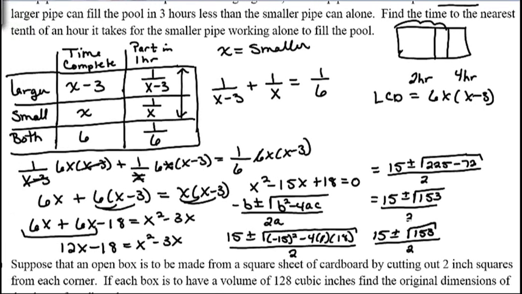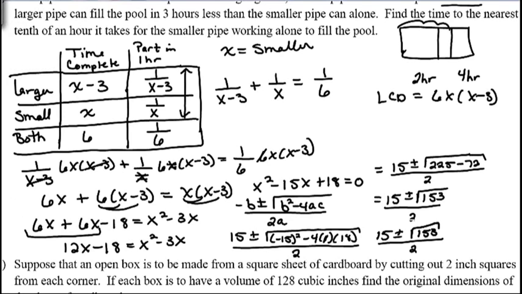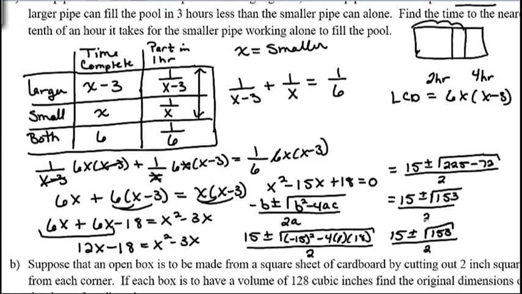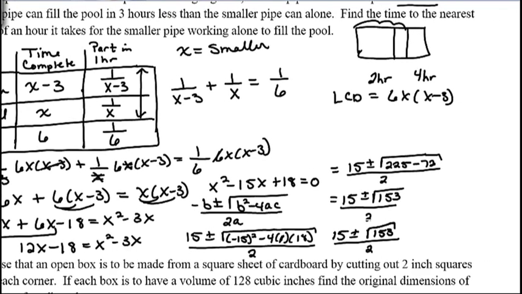Do both of these make sense is the question, though. So this x is how long it takes the smaller pipe to complete the task, and the larger pipe is x minus 3, so we would have to subtract 3 from this to get the larger pipe's time. And so do both of these make sense for the larger pipe is really the biggest question we have. And so 15 plus the square root of 153 over 2, this is going to work. This is going to be fine for sure for the big pipe.